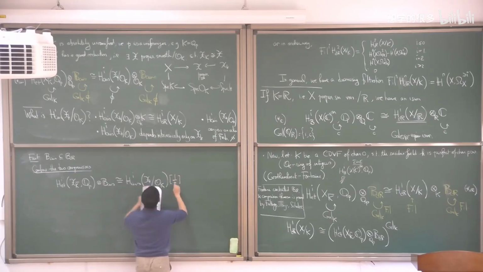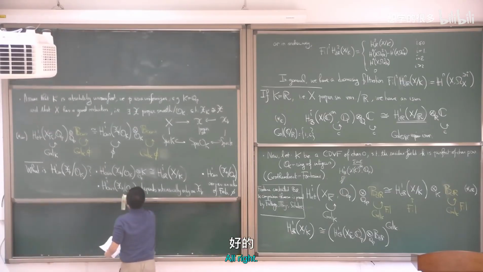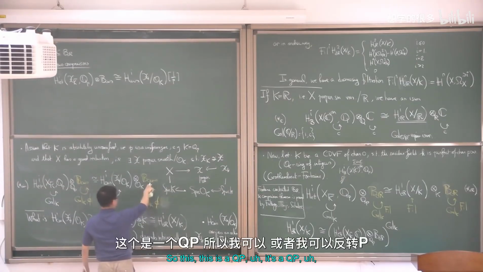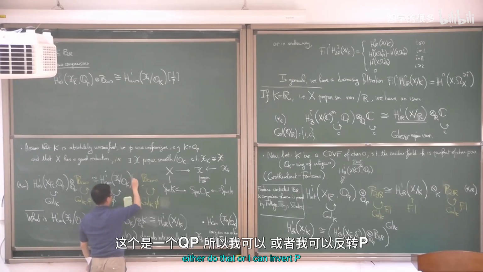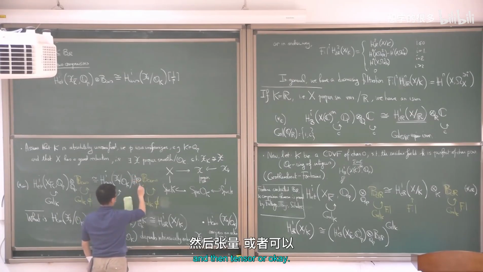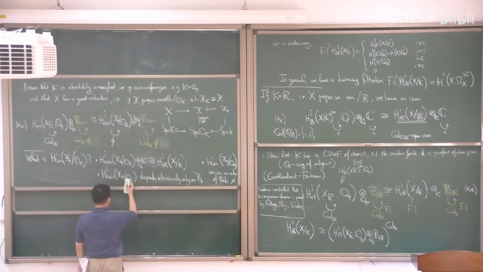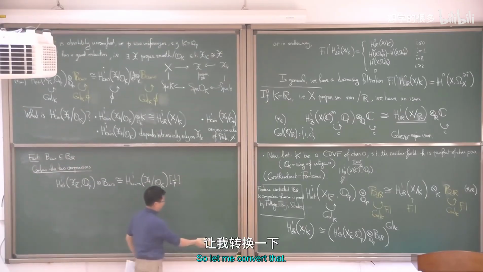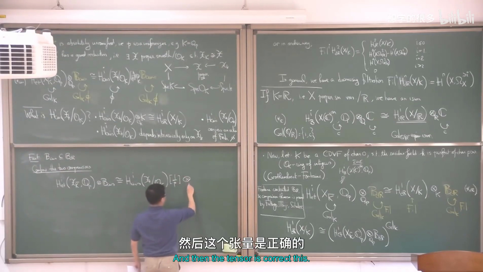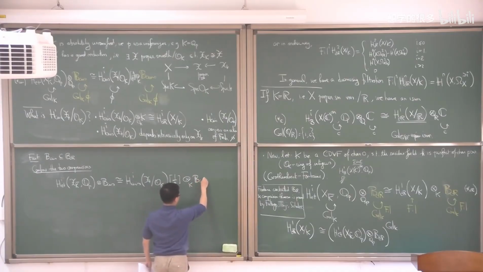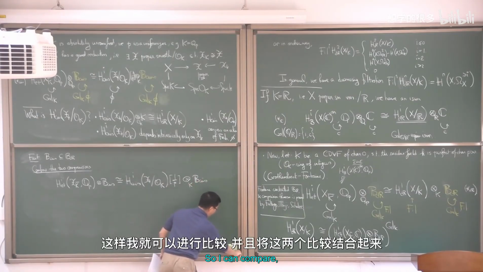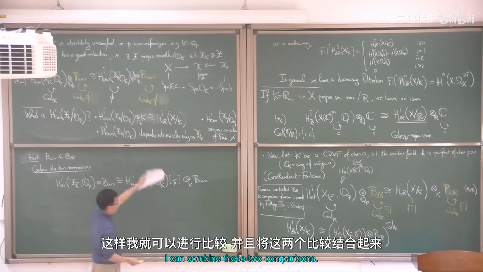We actually invert p. Over here, this is a Q_p algebra. So I can either do that, or I can invert p and then tensor over K. That's going to give the same thing. So let me invert that and then tensor with K. So I can combine these two comparisons.